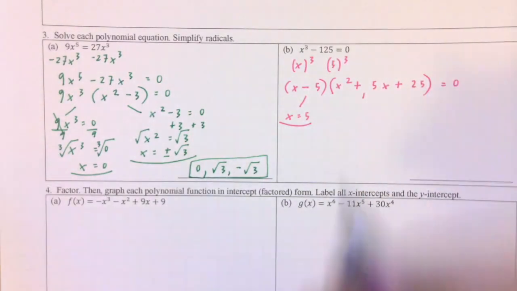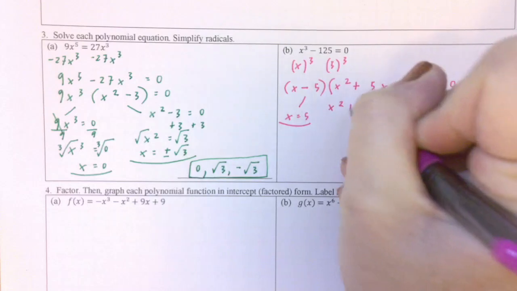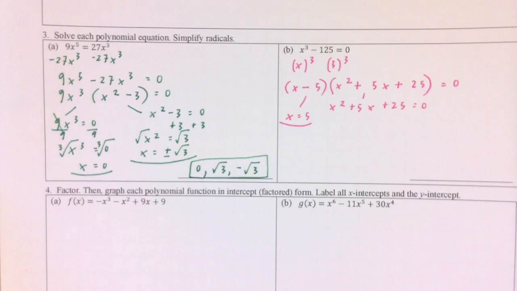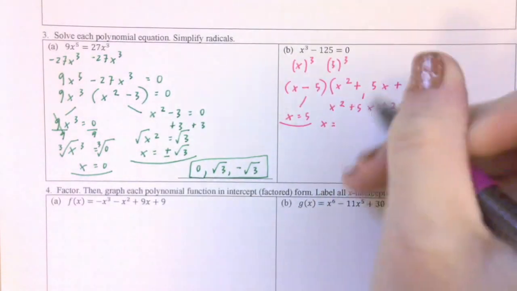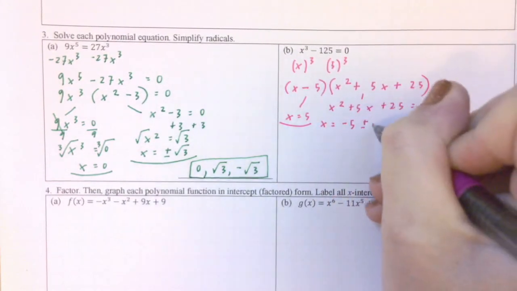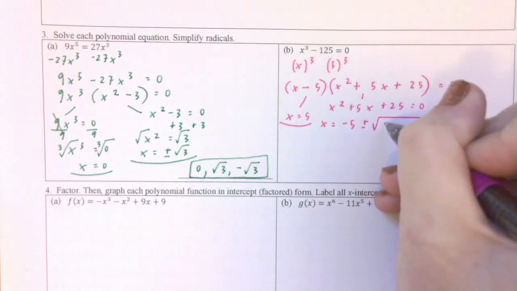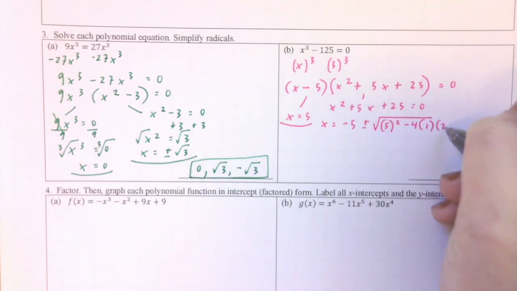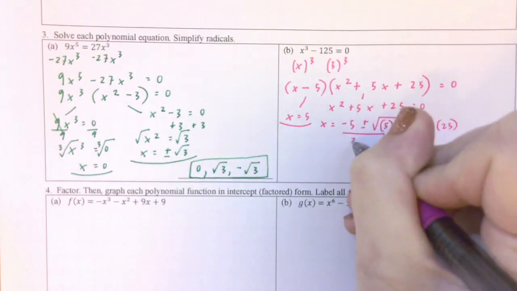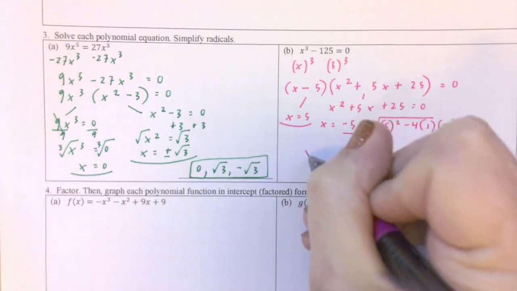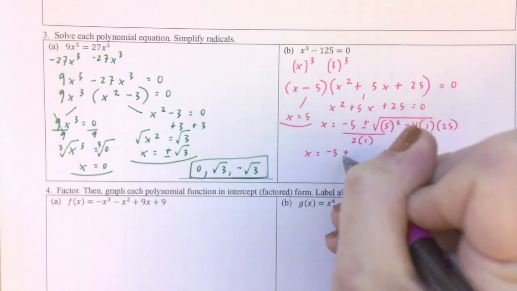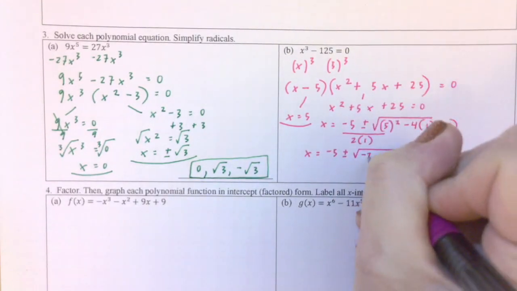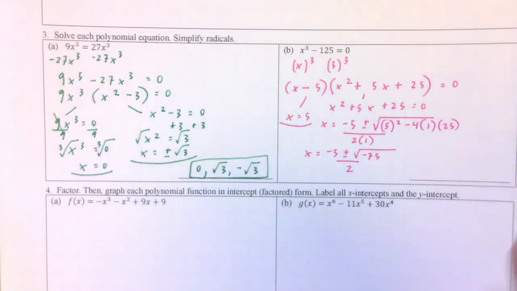I would probably use quadratic formula, so I'm looking at x squared plus 5x plus 25 equals 0. So here I'd plug in x equals negative 5 plus or minus the square root. The b gets squared, so 5 squared minus 4, a is 1, c is 25, all over 2 times 1. Okay, as I clean this up, I get negative 5 plus or minus the square root. I have 25 minus 100, so negative 75 all over 2.